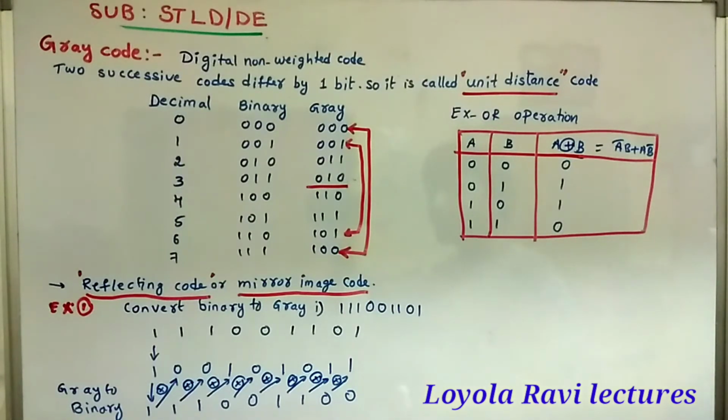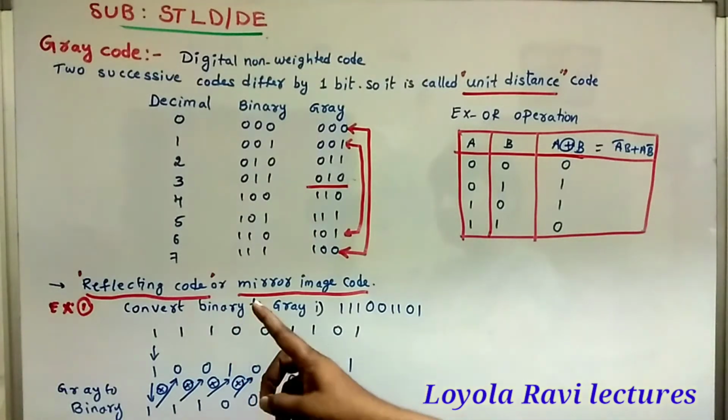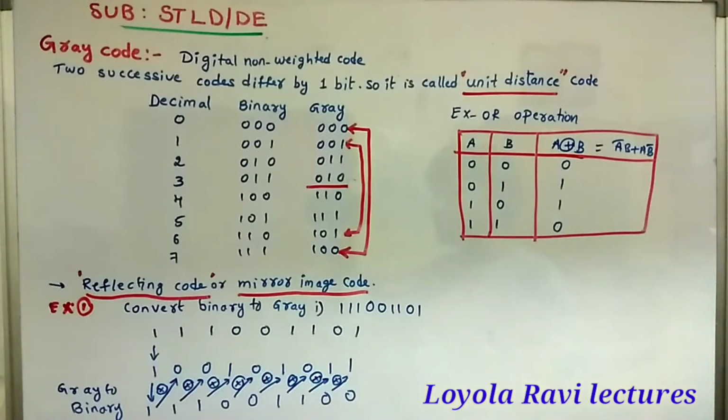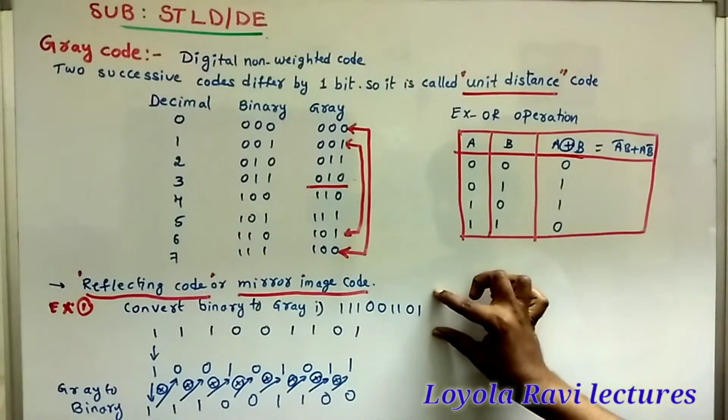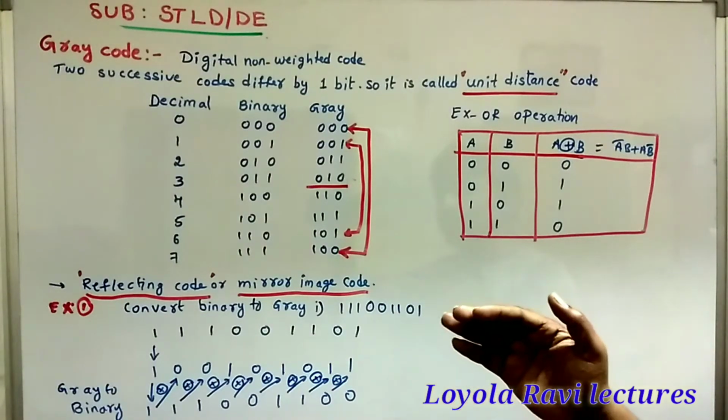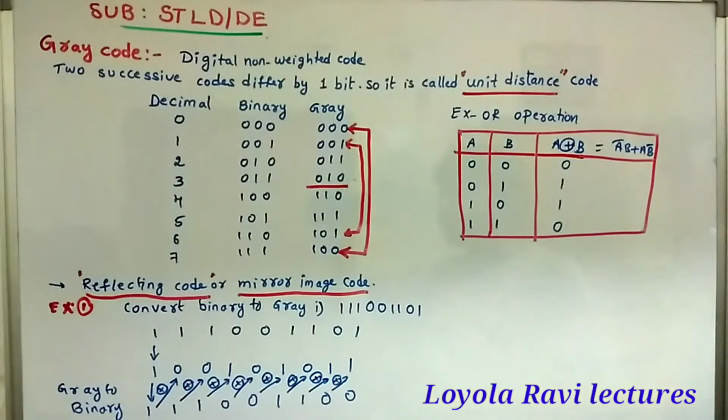Then we have to discuss how we can convert a binary number into Gray code. The given problem is to convert from binary to Gray code: 111001101. This is the given binary number. How can we convert it into Gray code? We will see it with one operation called the XOR operation, the exclusive OR operation, performed between the bits.